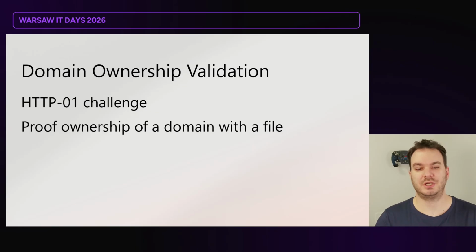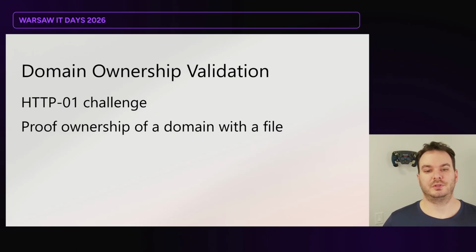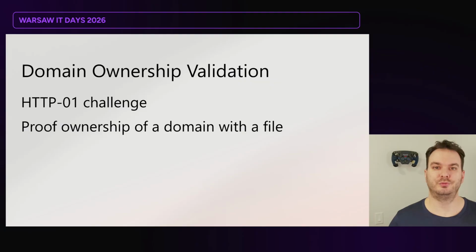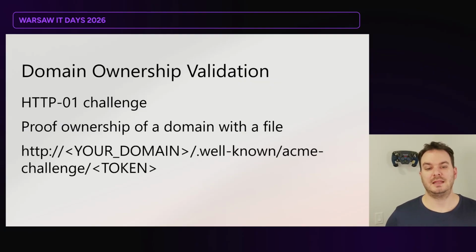With this HTTP-01 challenge, we prove the ownership of the domain with a file. This means cert-manager places a file in a so-called well-known path, and then Let's Encrypt checks if the file is there. If the file is there, then I proved that I own this domain. And this well-known path is your domain/.well-known/acme-challenge/the ID of the token. This means we create this ID, Let's Encrypt knows about this ID, and therefore we can prove that we own the domain and we get the certificate.